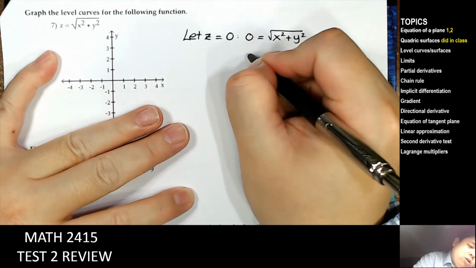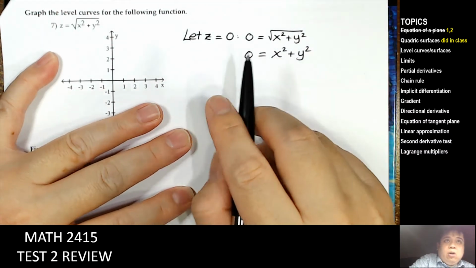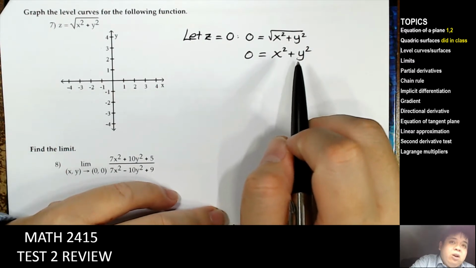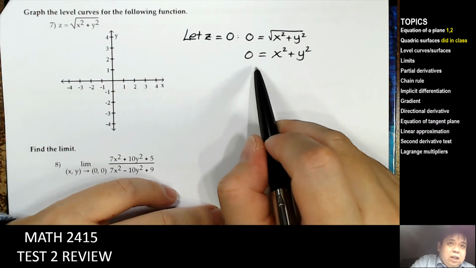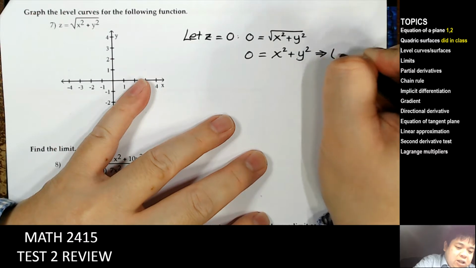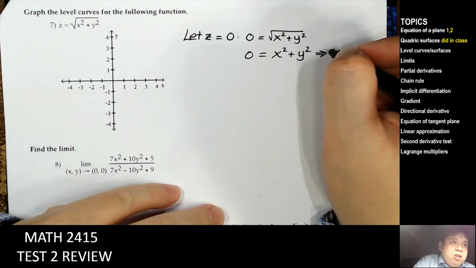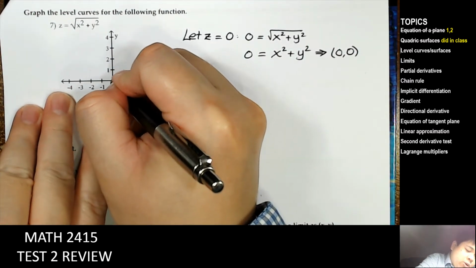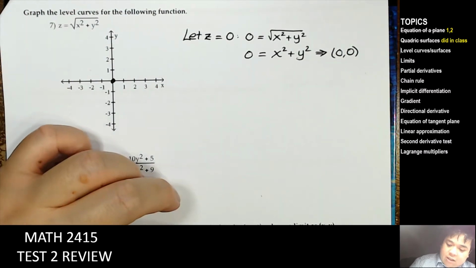I will square both sides. Now, x squared is greater than or equal to 0, y squared is greater than or equal to 0. When we add them, greater than or equal to 0. So it can only be equal. So the only point that satisfies this is 0, 0. Or we could consider that this is the equation of a circle, but the radius is equal to 0. So at z equal to 0, we just have one point. Right, next.